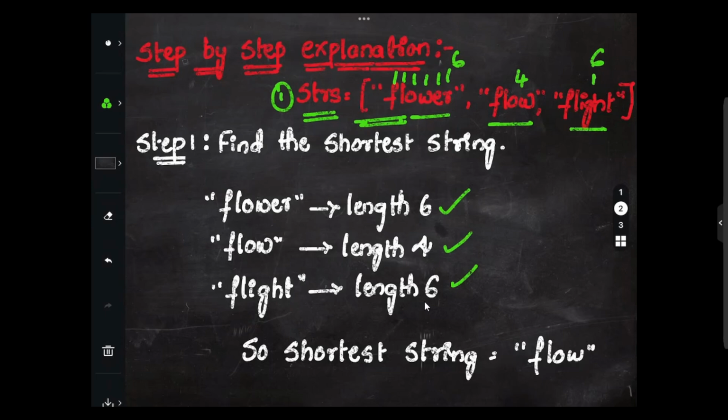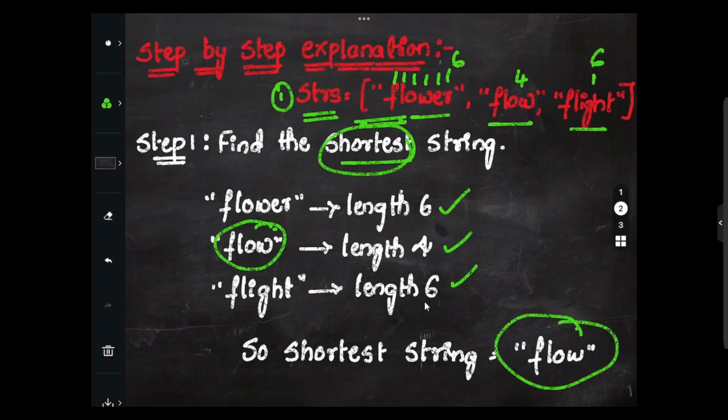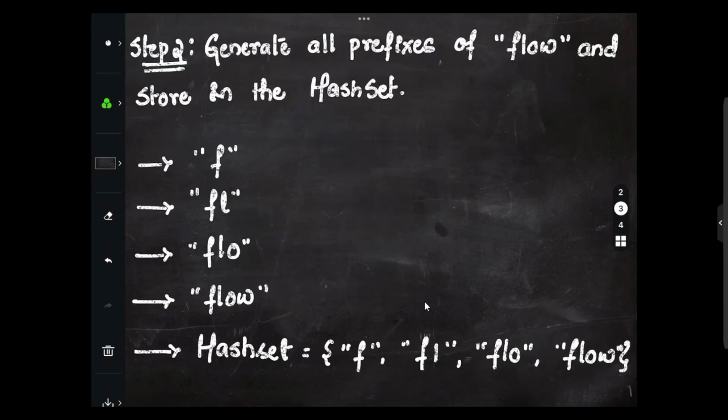So we are finding the shortest string, and here the shortest string is flow. Next, let's go with the next step. We will generate all the prefixes of flow, and we will store them in the hash set. Again, I'll explain why we make use of the hash set.